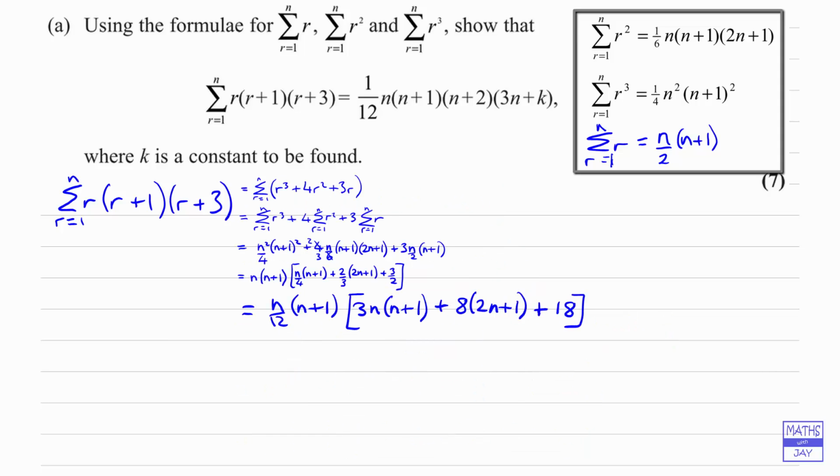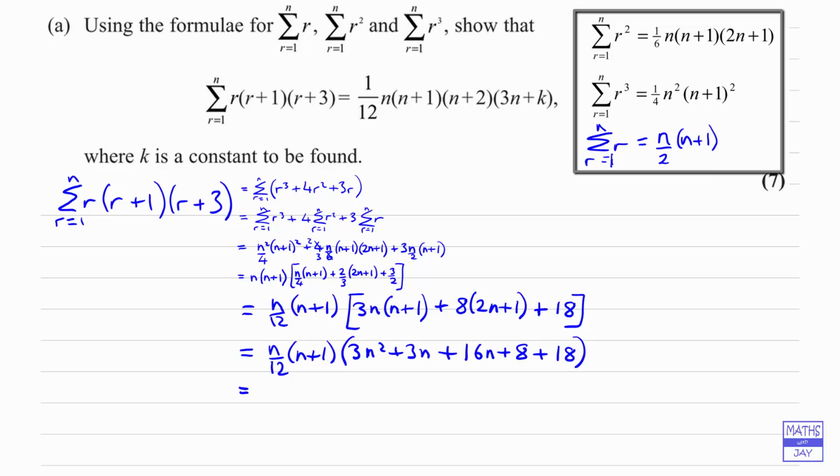Okay, that's better. So what we need to do now is simplify the bit in the square brackets. So we're happy with the n over 12 and the n plus 1. Like that. So now we're simply going to be multiplying everything out here. So we've got 3n squared plus 3n. Next bracket gives us 16n plus 8, and the 18 stays as it was.